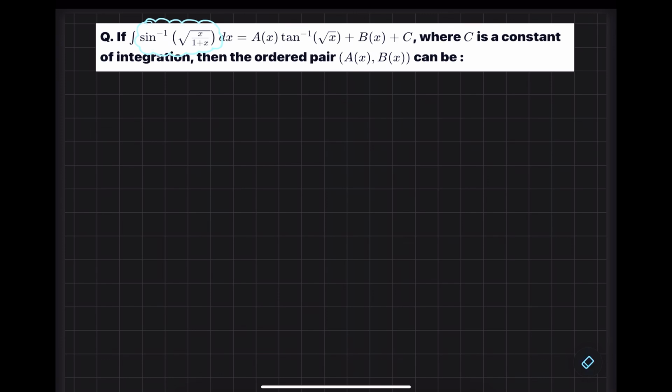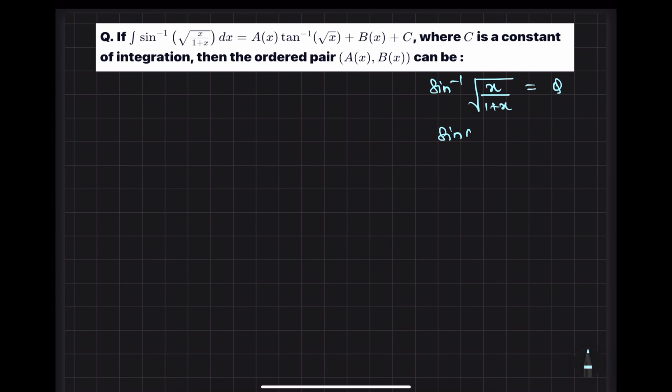If we ignore tan and solve directly in terms of sine inverse, we will get sine inverse in the answer, sine inverse of sine inverse. So first we will convert this into tan. Suppose that sine inverse of root over x by 1 plus x will be theta.